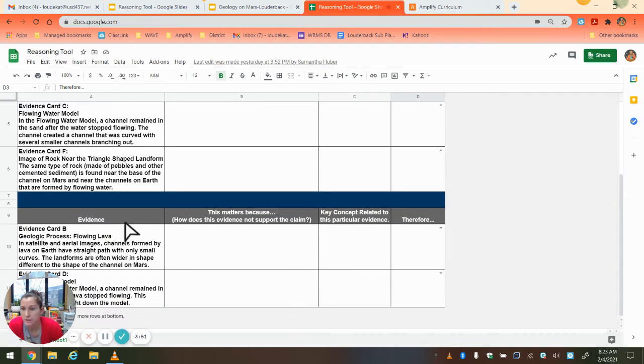Down below, these two pieces of evidence do not support the claim. So you want to be writing about how this evidence does not show that lava created the channel on Mars.